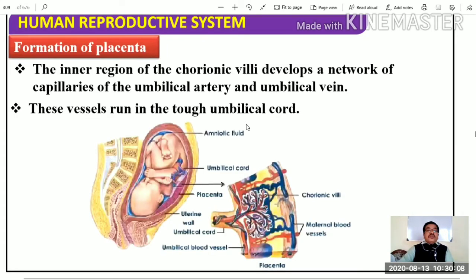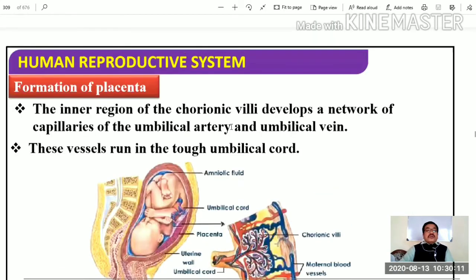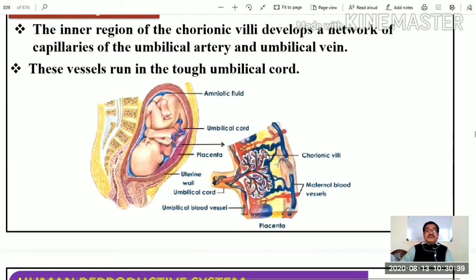Next is the human reproductive system. In this, the inner region of the chorion will be a network of capillaries of the umbilical artery and umbilical veins. So there is a group of veins and arteries. We can see the chorionic villi here, in an enlarged portion. You can see the chorionic villi is here. There is a supply of blood through these vessels, the red-colored vessels.